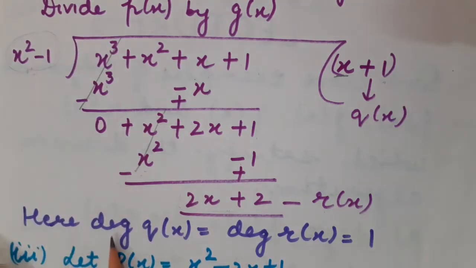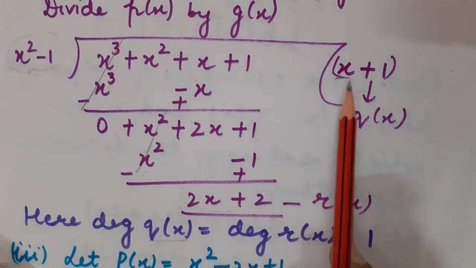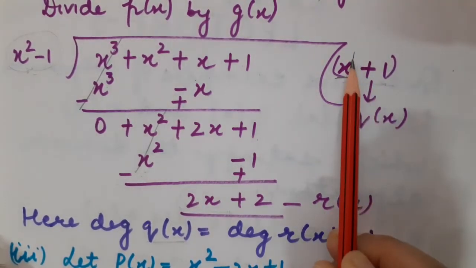Fine. So here what can we say? That the degree of qx, what is qx? This is x plus 1. What is its highest power? That is 1.